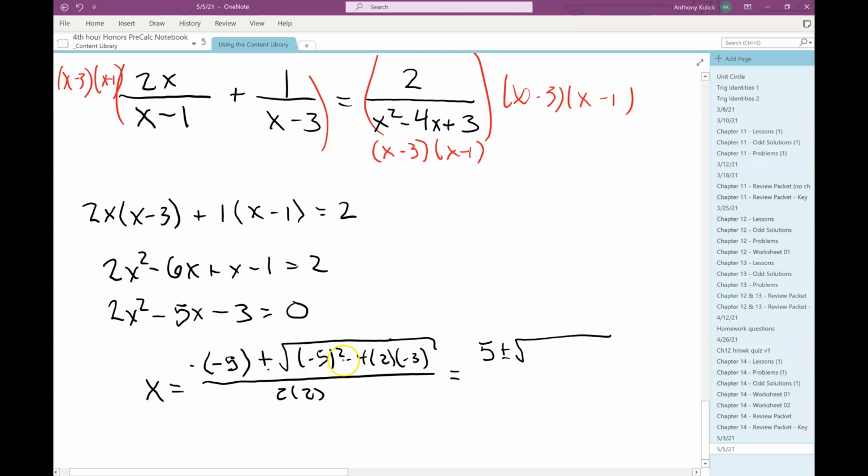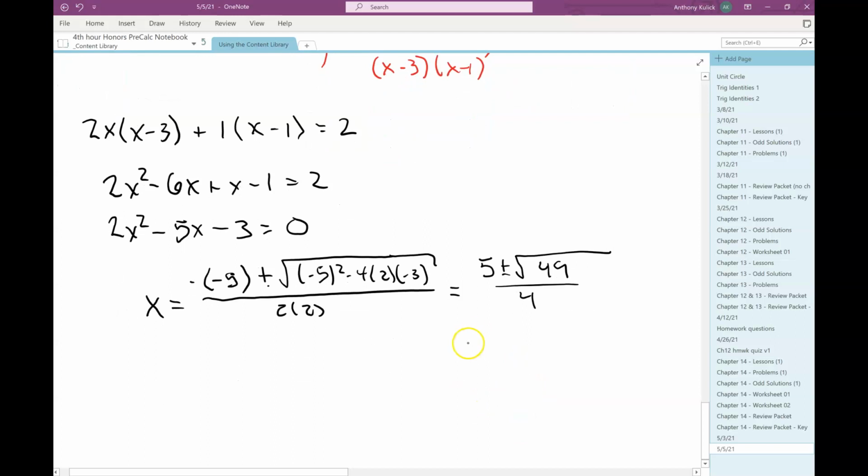So 25 minus 4 times 2 times negative 3 is plus 24, so it's 49 over 4. The square root of 49 is just 7. So 5 plus 7 is 12, and 12 divided by 4 is 3. 5 minus 7 is negative 2, divided by 4 is negative 1/2. So I have the solutions 3 and negative 1/2.